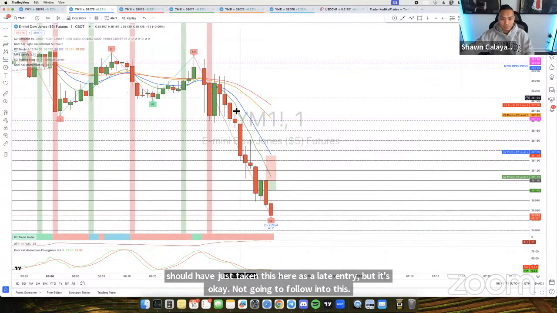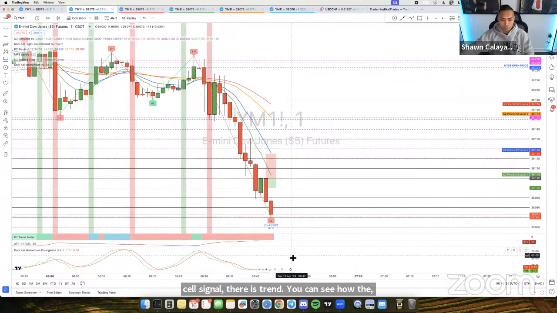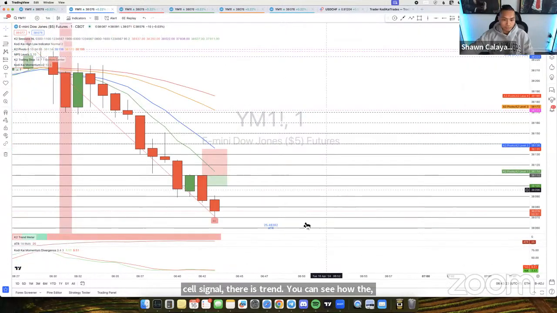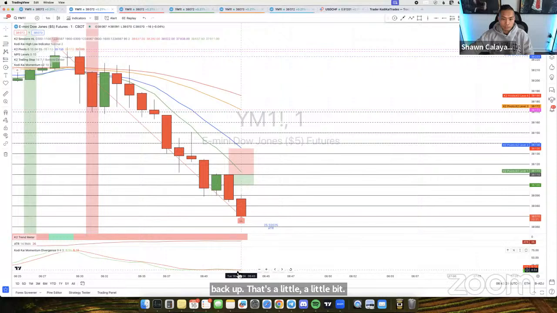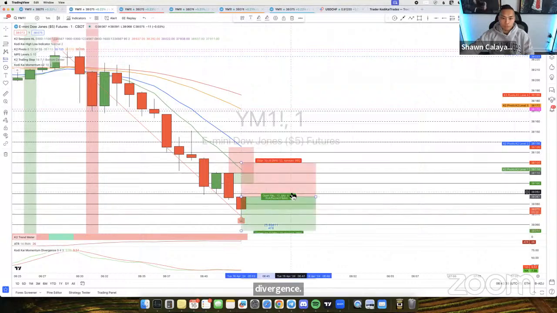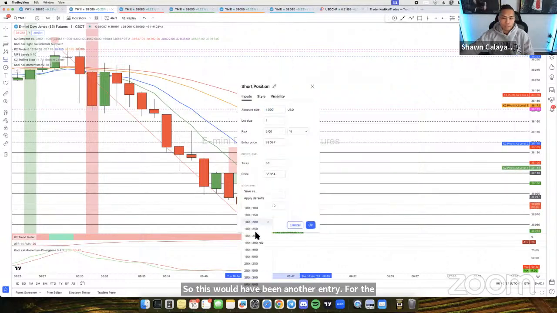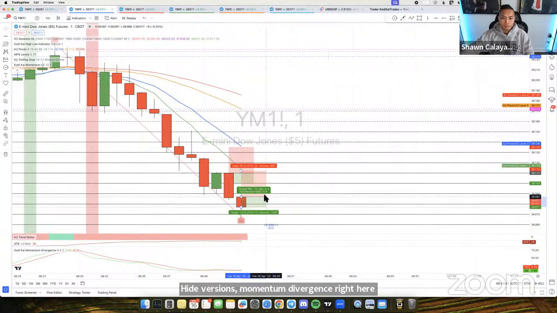We have a sell signal, bearish trend. You can see how the divergence here was bearish. You can see how this green one over here ended up swinging back up a little bit, and then it came right back down when it spread out into a bearish divergence. So this would have been another entry for the momentum divergence right here, and another full TP right there. So they'd be back-to-back full TPs. That's kind of what's good about the strategy, is that they line up right after each other.